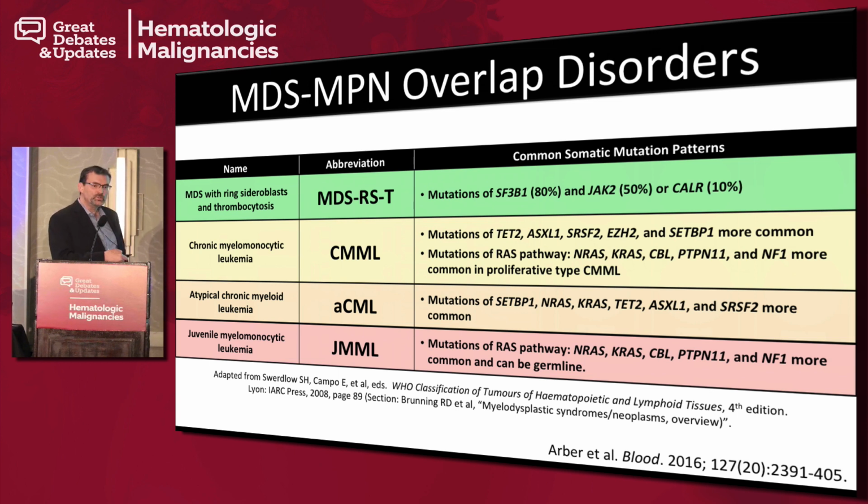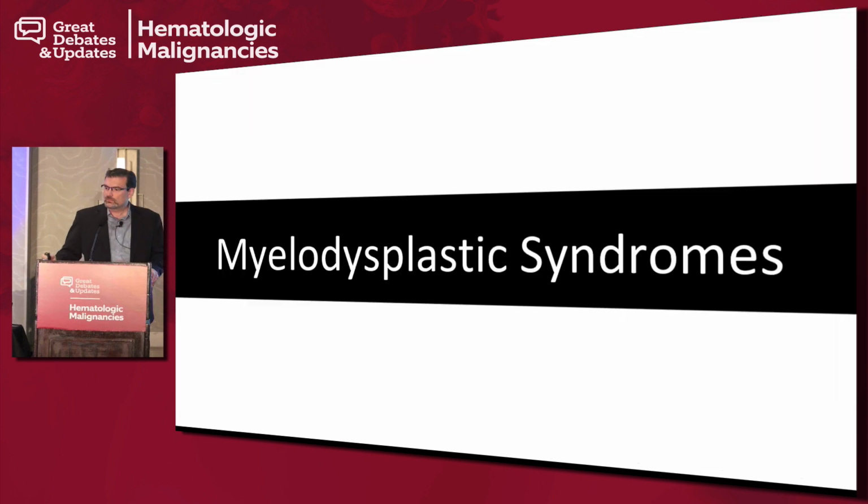And finally, I'll point out that in juvenile myelomonocytic leukemia, some of the same mutations we can identify in the RAS pathways, but we don't see a lot of the chromatin modifying changes. And some of these mutations that we see in the RAS pathway can actually be germline. So I'll move on to myelodysplastic syndromes in the last bit of time that I have left.